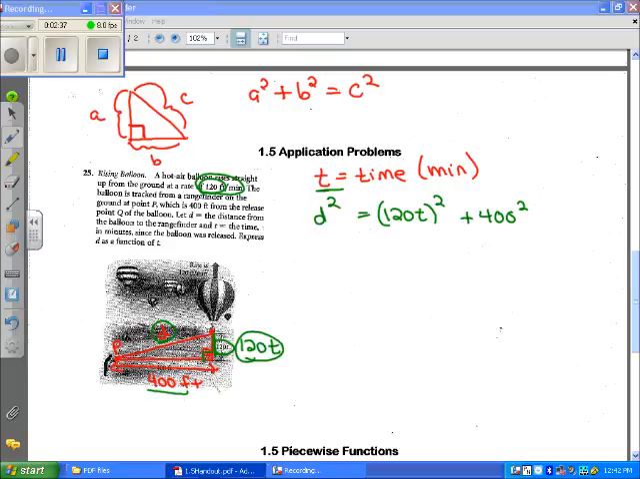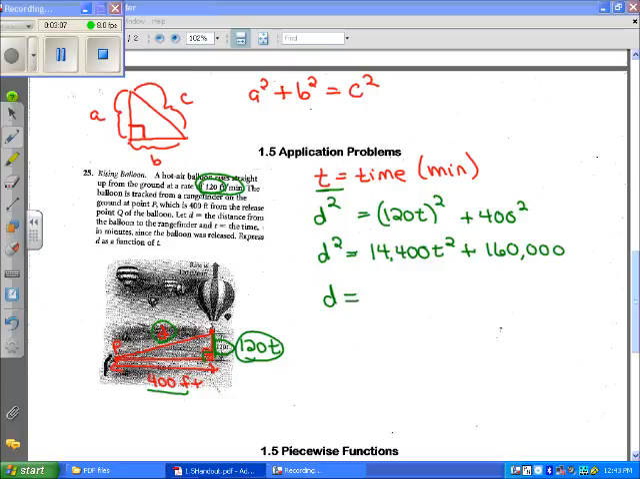So what I'm going to do is go ahead and solve for D. Keep in mind that all these numbers must be positive, so the answer must be positive. If I go ahead and solve this, I get D squared is equal to 14,400 T squared plus 160,000.